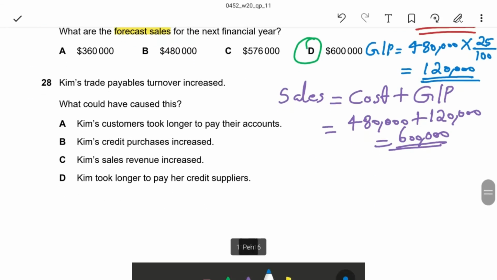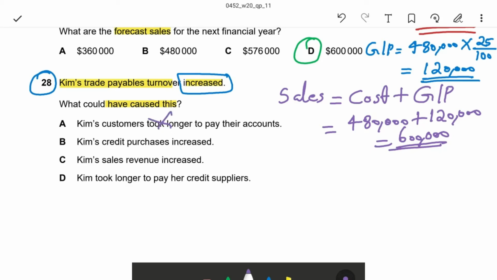Question number 28. Kim's trade payables turnover increased. Trade payable turnover means the period in which the business pays its suppliers or creditors. That is called trade payable turnover. What could have caused this? This is trade payable increased. What will be the reason? Kim's customers took longer to pay. That is trade receivable collection period.